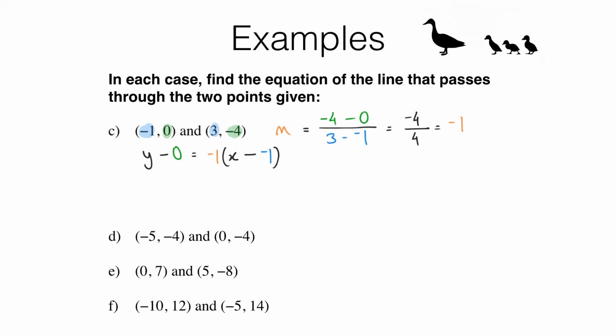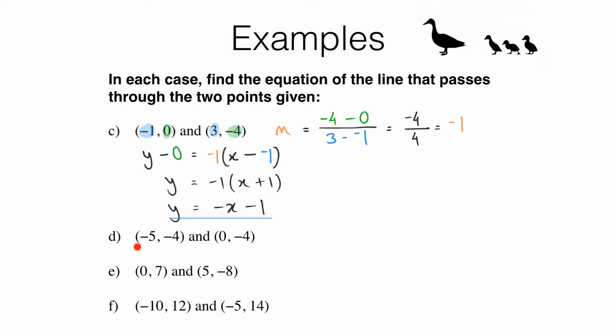Now let's tidy that up a little bit. Y minus 0 simplifies to just y. And on the right hand side, I've got -1, lots of x plus 1. So I'm just going to rewrite the bracket as follows. That's -1, lots of x plus 1. Subtracting -1 is the same as adding 1. Now multiplying this out, I simply get y equals -x minus 1.